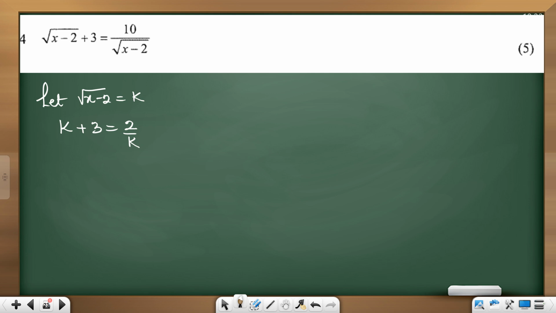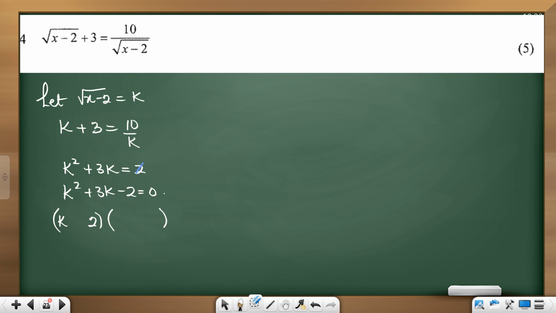Multiply everything by k. k times k, k squared, 3k. The reason I'm multiplying by k is that the denominator goes away. Do you notice now what I have? I have a trinomial. We open two brackets. All right. Are we going to get factors? Oh, sorry, it's not 2. It's 10 over k. 10 over k.